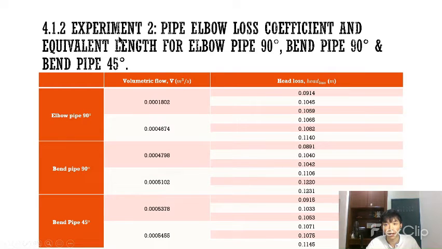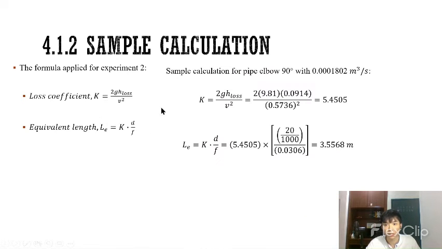And this is the experiment on the pipe elbow loss coefficient and equivalent length for the elbow pipe 90 degree, bend pipe 90 degree, and bend pipe 45 degree. So this is the volumetric flow for each of the pipes, which is all the same because we use the same volumetric flow, but the head loss for the elbow pipe, bend pipe, and the bend pipe 45 degree is different. So this is a sample calculation.